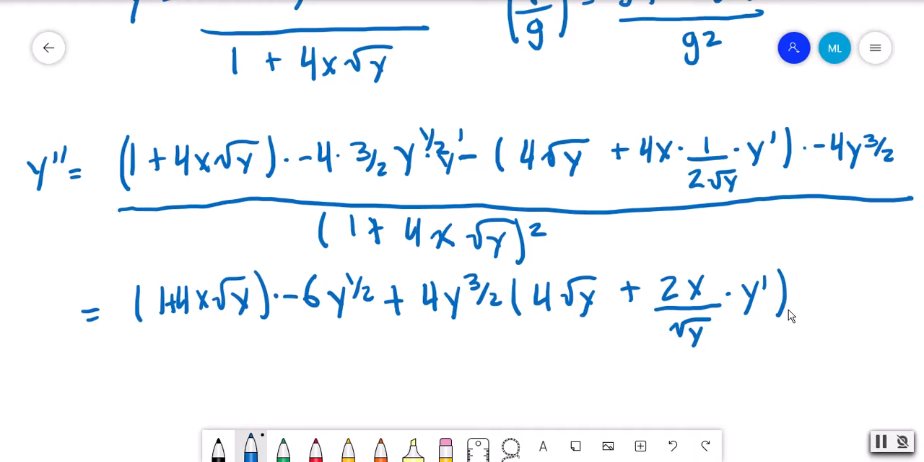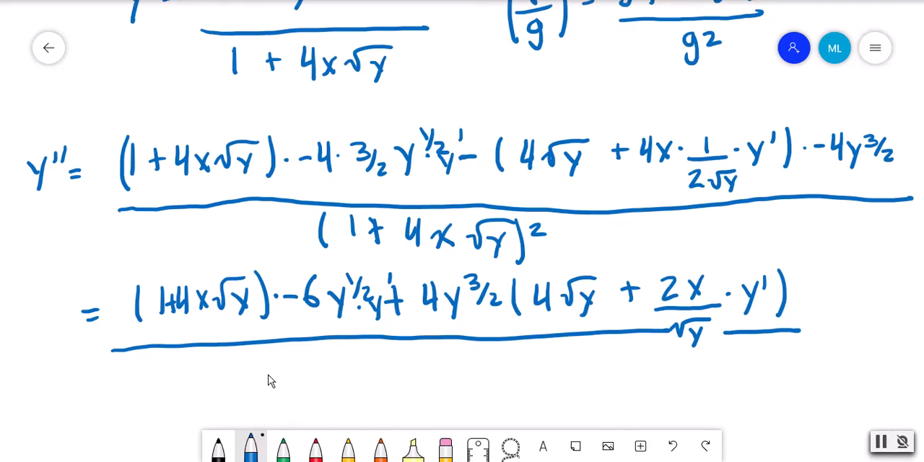Okay, so there's just a little bit to do in that regard. Let's see. Okay, and I keep forgetting that y prime. So that's going to be all divided by the denominator squared still. So what is that, like 1 plus 4x, and then you have the square root of y, and that's squared.